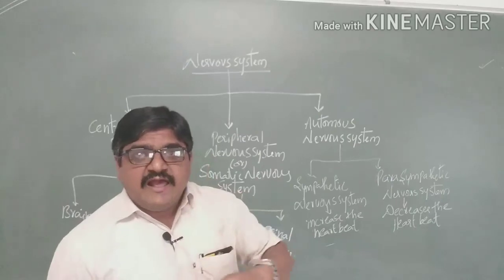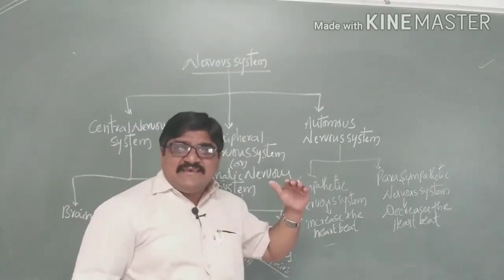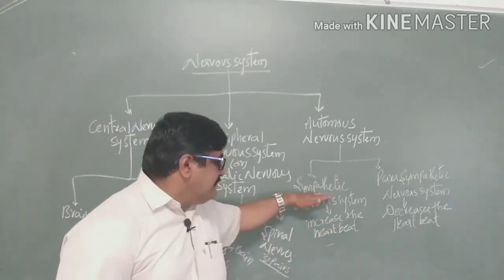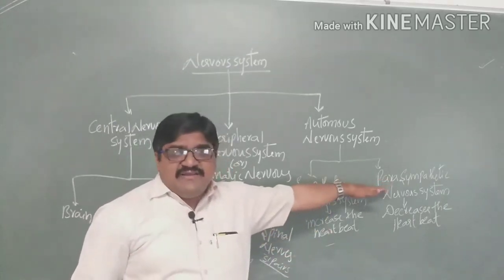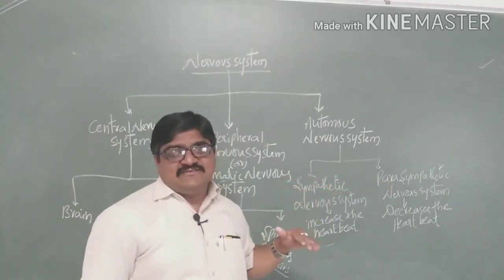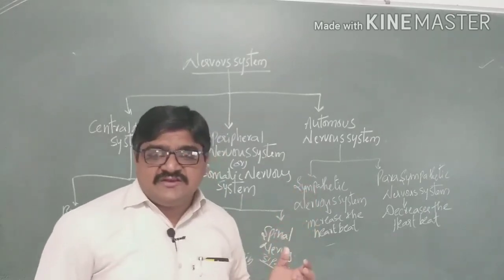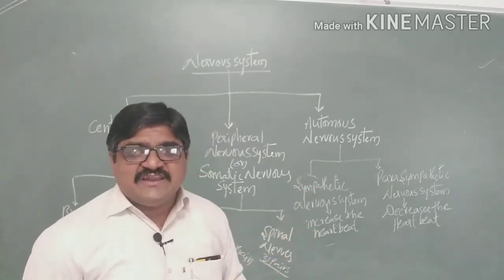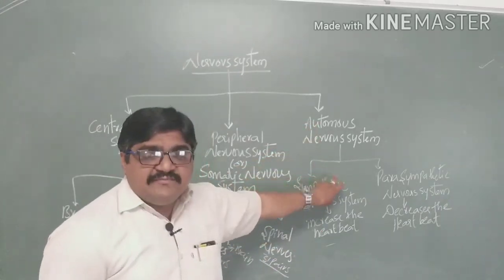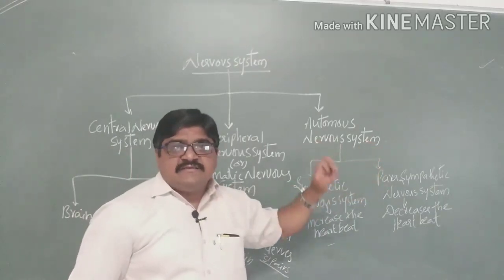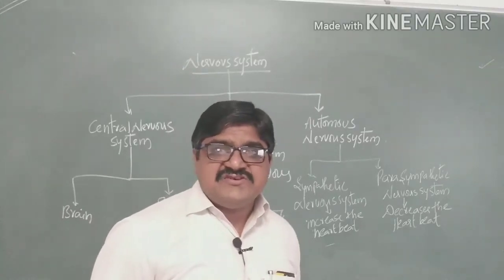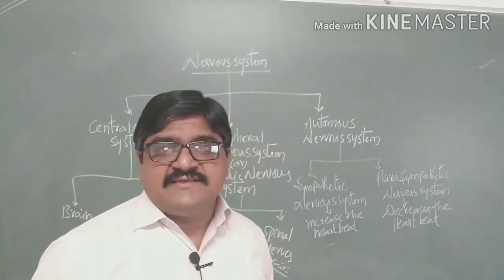When sympathetic increases, parasympathetic decreases, and when parasympathetic increases, sympathetic decreases. This shows the alternation, that is, opposite reactions taking place by the two systems. The autonomous nervous system is classified into the sympathetic and the parasympathetic nervous system. So this is the classification of the nervous system.